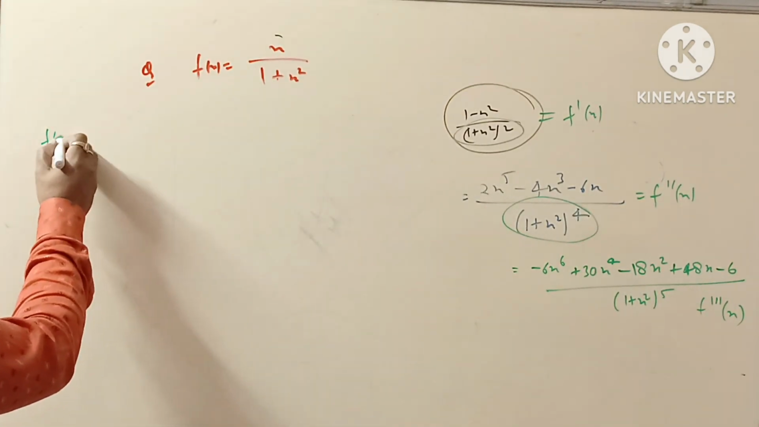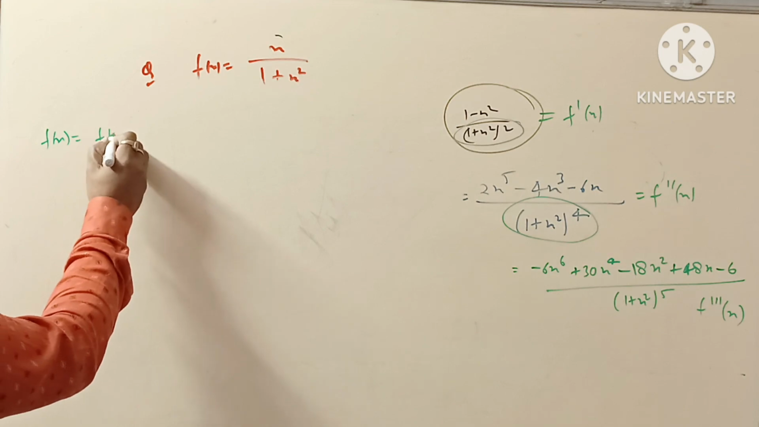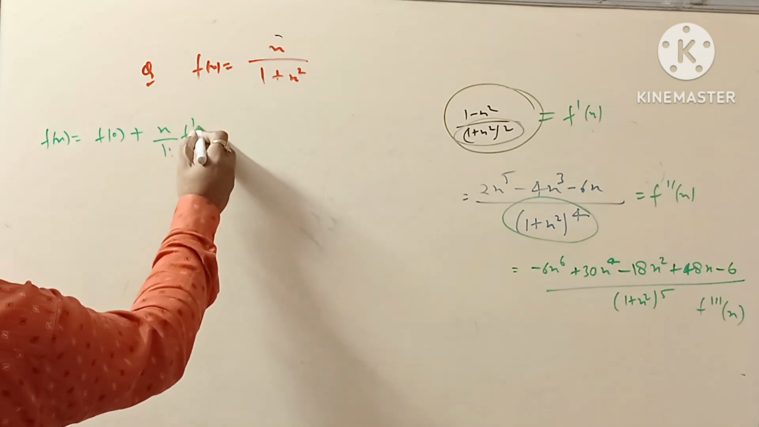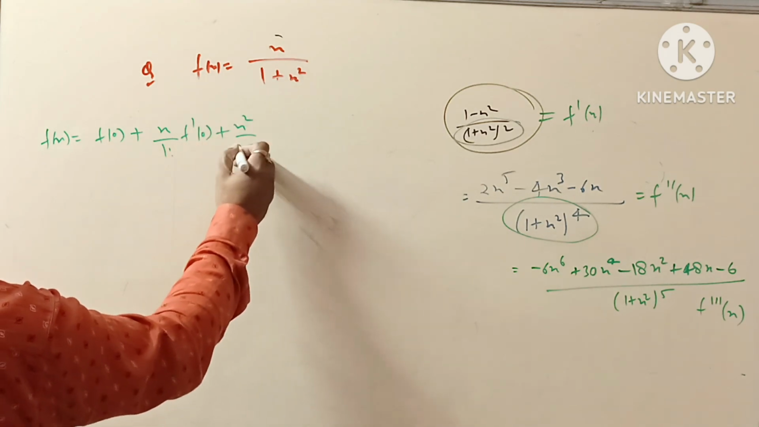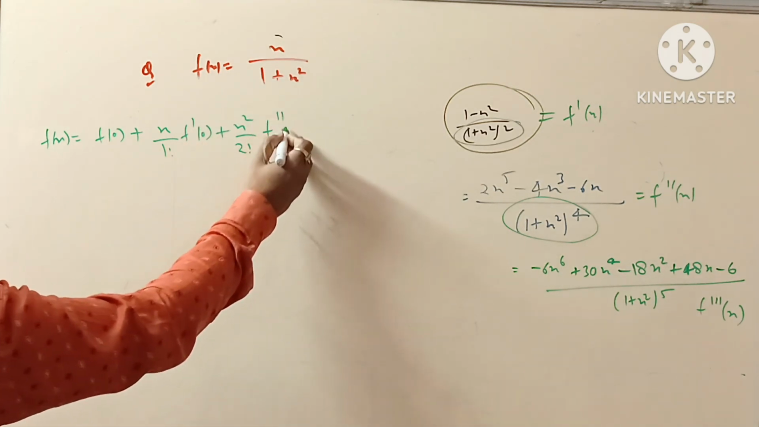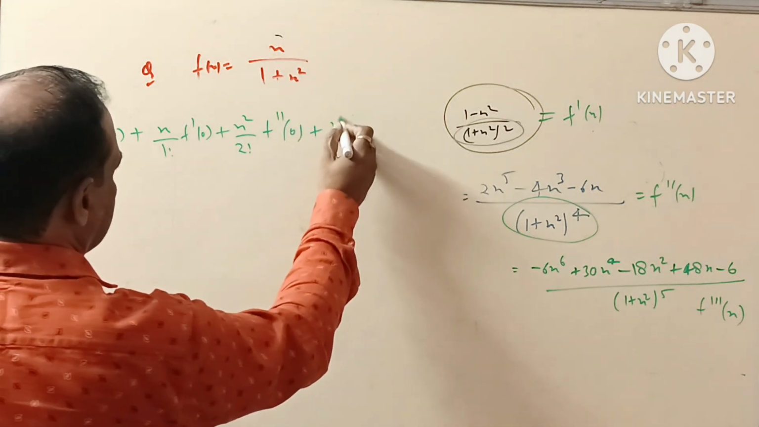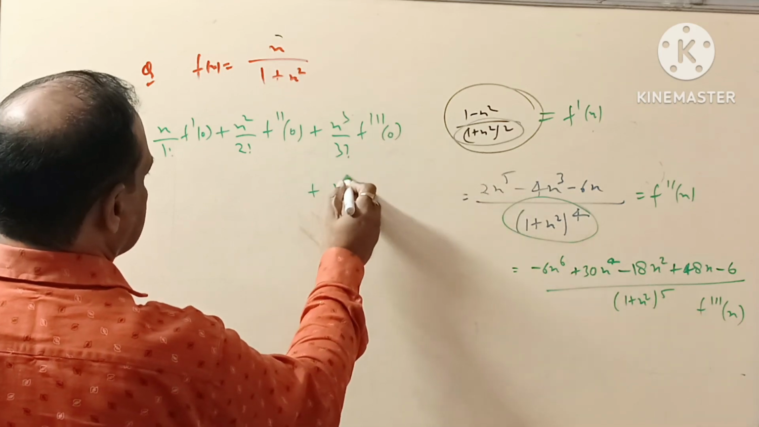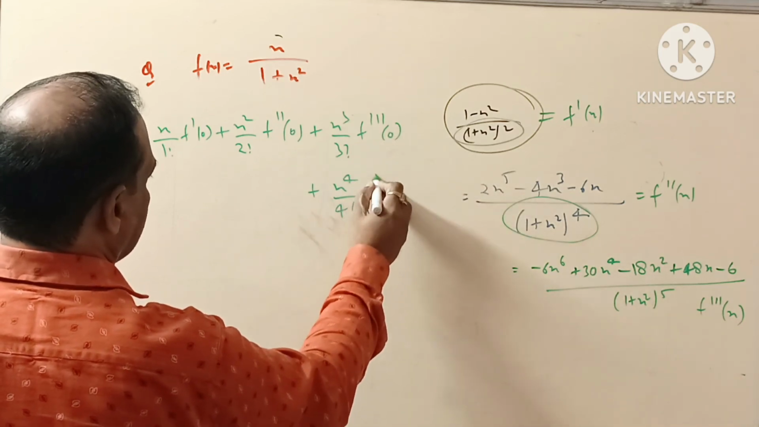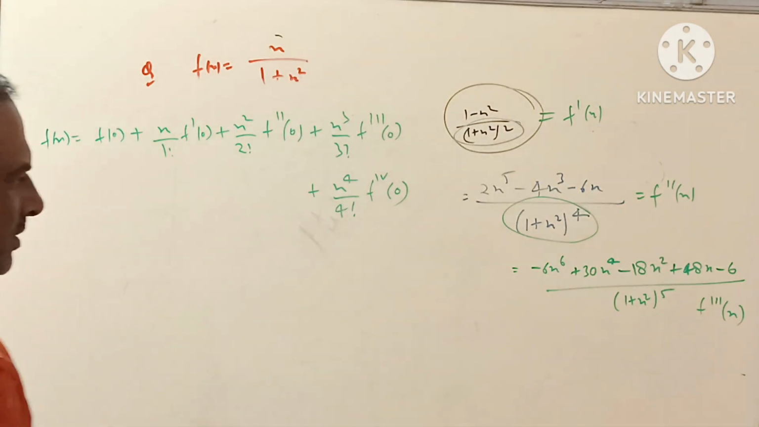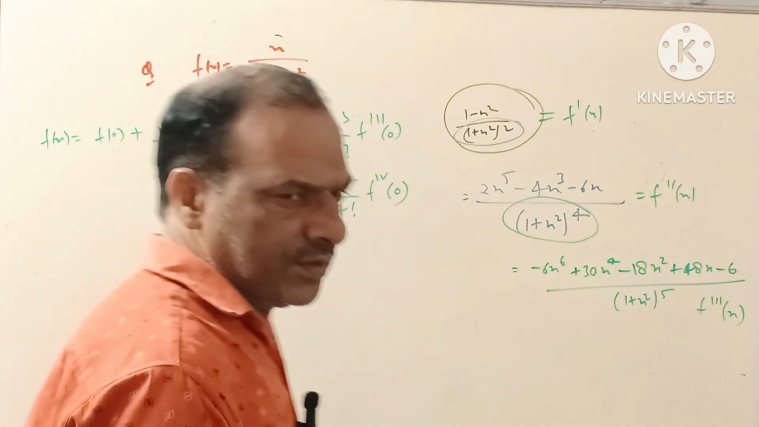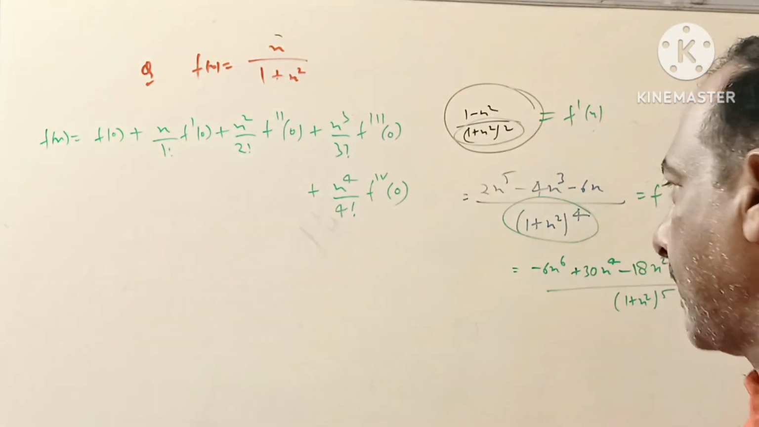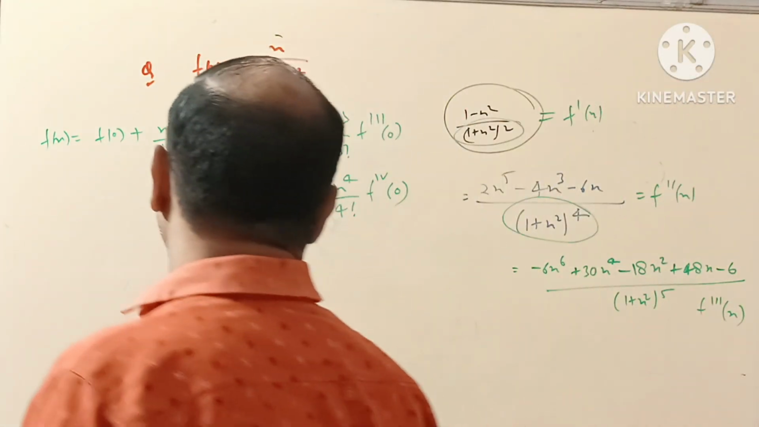The function f(x) is equal to f(0) plus x over 1 factorial f dash 0 plus x square over 2 factorial f double dash 0, then x cube over 3 factorial f triple dash 0, and then comes x power 4 over 4 factorial f power 4. This fourth part is for you to do in the homework. Clear? Now I am going with the 3 parts only.